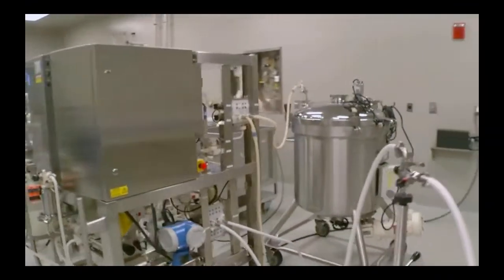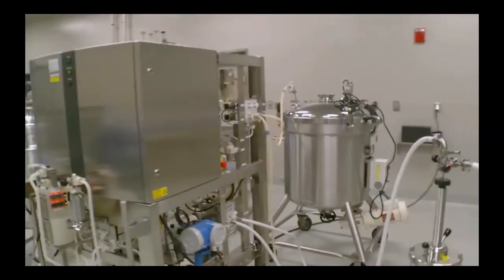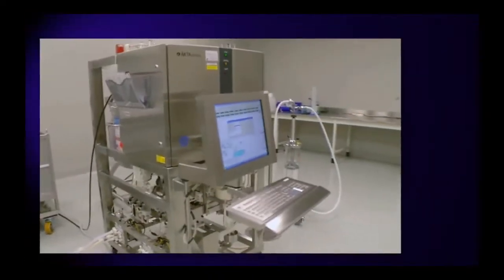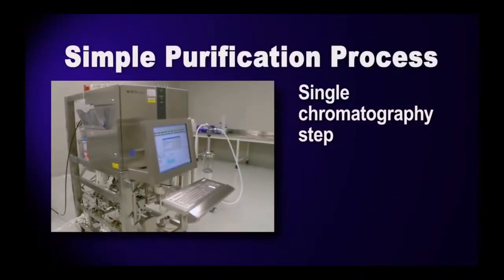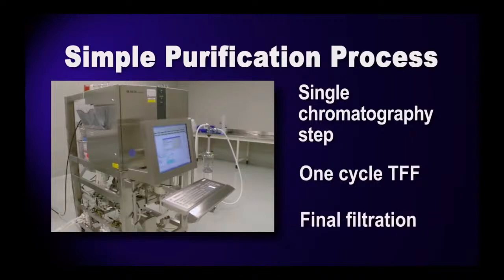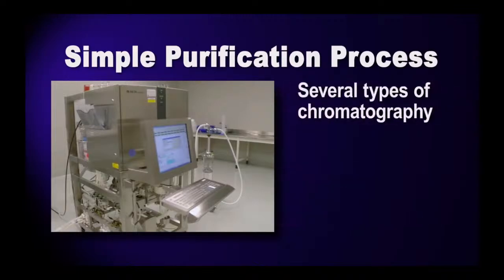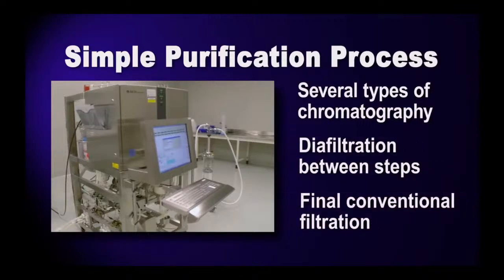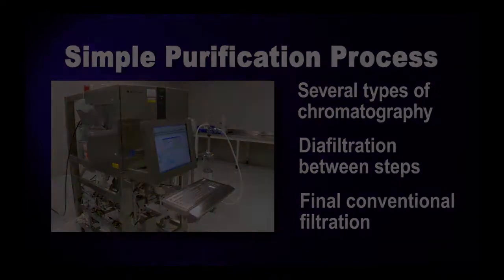From operation to operation, or product to product, the purification process can look quite different. It could be as simple as a single chromatography step, one cycle of TFF to concentrate the product, and final filtration. Or it could involve several different types of chromatography, diafiltration between chromatography steps, and a final conventional filtration.